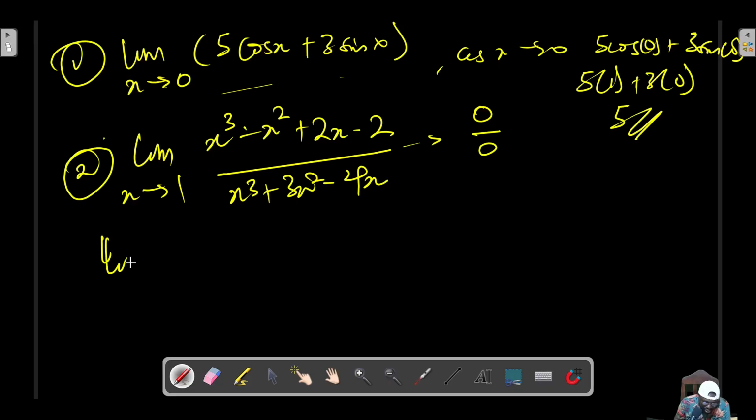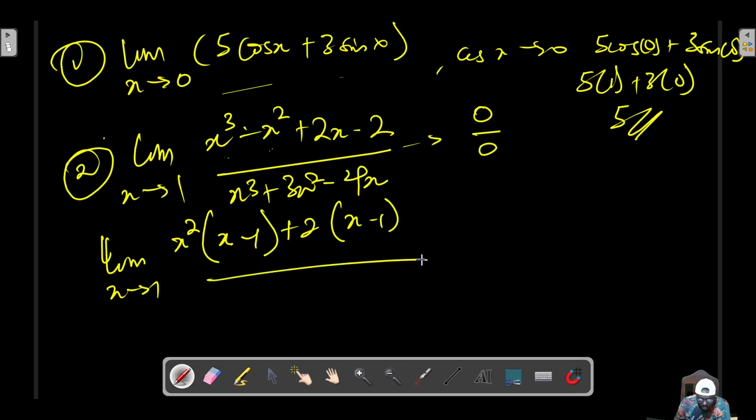For the numerator, it is actually simple. For the first two terms, I have x squared as a common term. So I can factorize the x squared out, leaving x minus 1. For the last two terms, I can also factorize 2 out. For the denominator, x is common throughout the three terms. So I can factorize x out first, and I will now have x squared plus 3x minus 4.